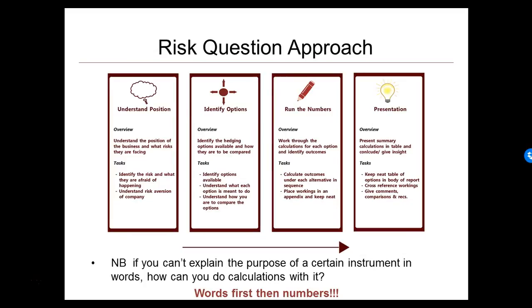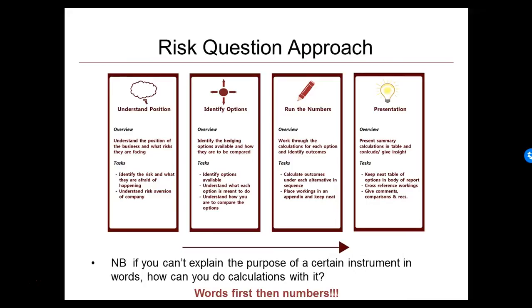I typically tell students to take 4 steps. The first one is to understand the position, and this means the position of the business and what risks they are facing. In our context here, we're looking at a company which is an importer from China, and they're placing an order in the Chinese currency. Therefore, they're going to be afraid. You always ask yourself, what are they afraid of happening? Well, they're going to be afraid that the Chinese yuan will appreciate, because the stronger the Chinese yuan is, the more euros they're going to have to pay to buy the goods in Chinese yuan.